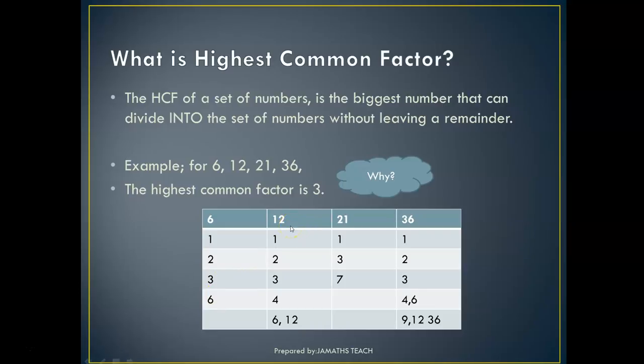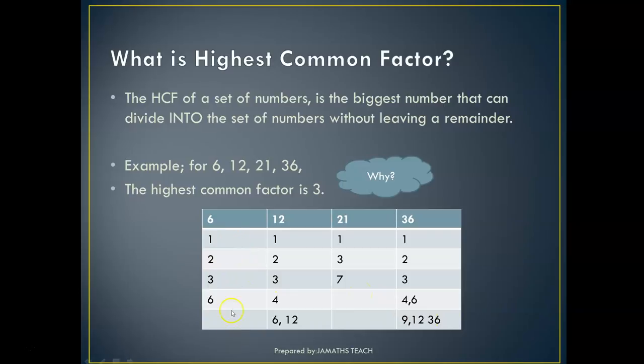Then we go to 12: 1, 2, 3, 4, 6, 12. So we know that 1 can go into all numbers and each number can go into itself, can be divided by itself one time, right? 21 is divisible by 1, 3, 7, 21. 36: 1, 2, 3, 4, 6, 9, 12, 18, 36.